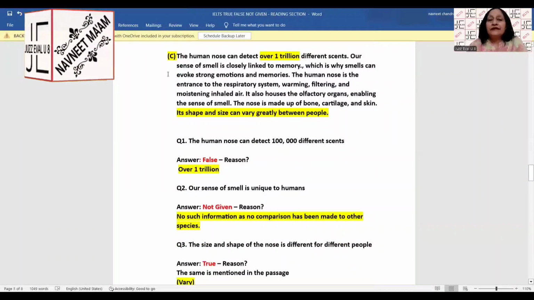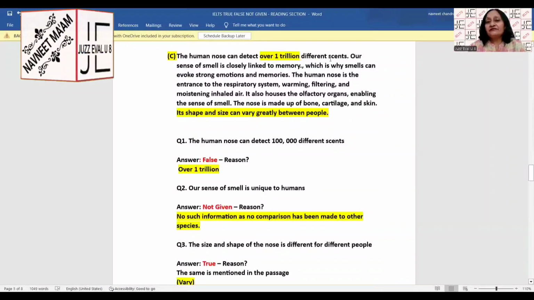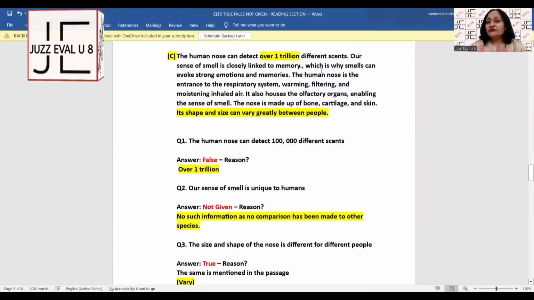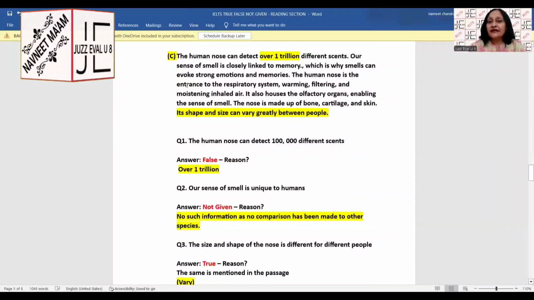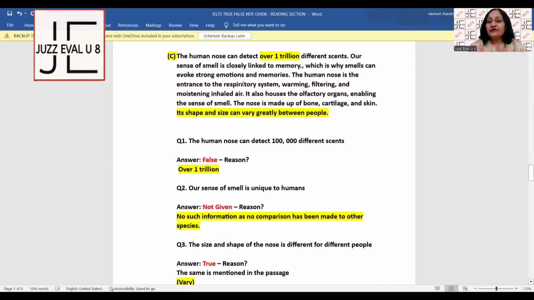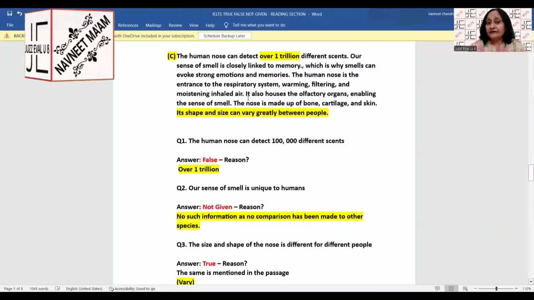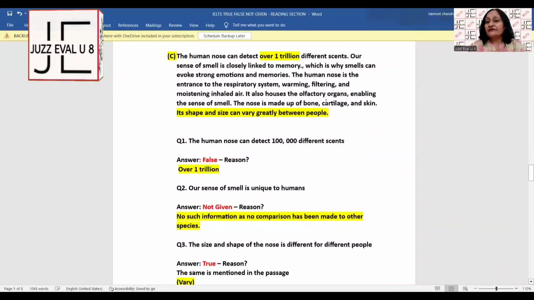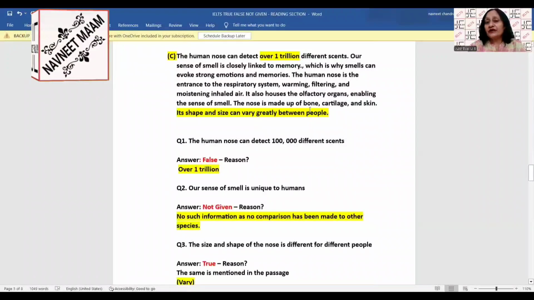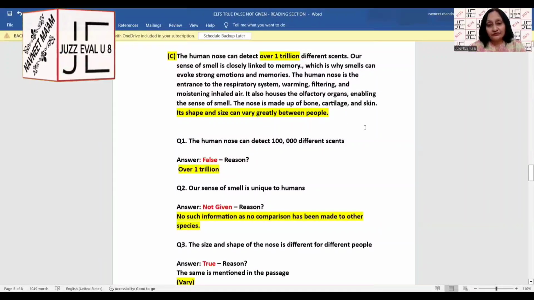And let's read this passage. The human nose can detect over 1 trillion different scents. Our sense of smell is closely linked to memory, which is why smells can evoke strong emotions and memories. The human nose is the entrance to the respiratory system, warming, filtering, and moistening inhaled air. It also houses the olfactory organs, enabling the sense of smell. The nose is made up of bone, cartilage, and skin. Its shape and size can vary greatly between people.